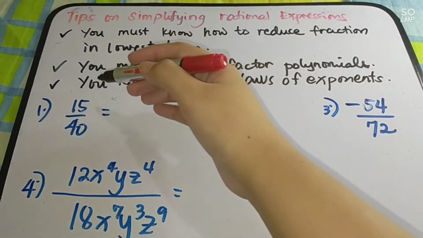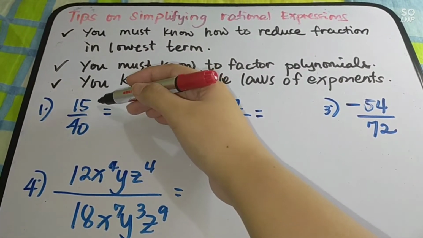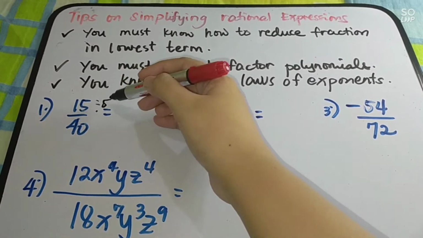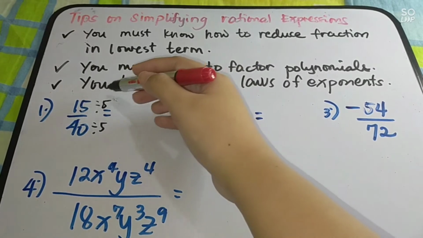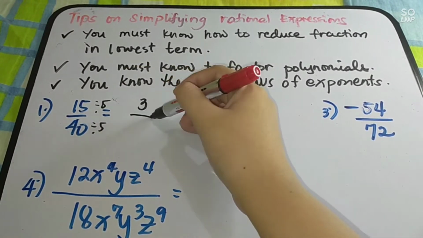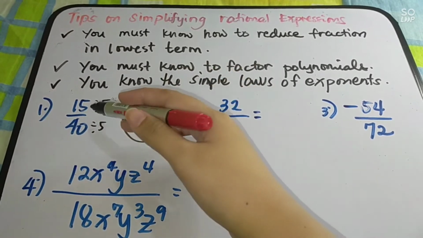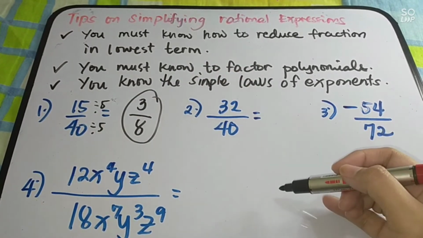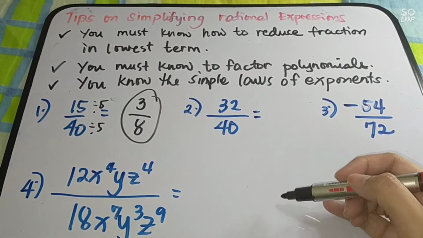Tama? Since they are divisible by 5, you are going to divide both numbers by 5. So, 15 divided by 5, the answer is 3, over 40 divided by 5, the answer is 8. We're done. So, 15 over 40 is equal to 3 over 8. That is it. Ganun lang kasimple mag-simplify or reduce ng fraction.